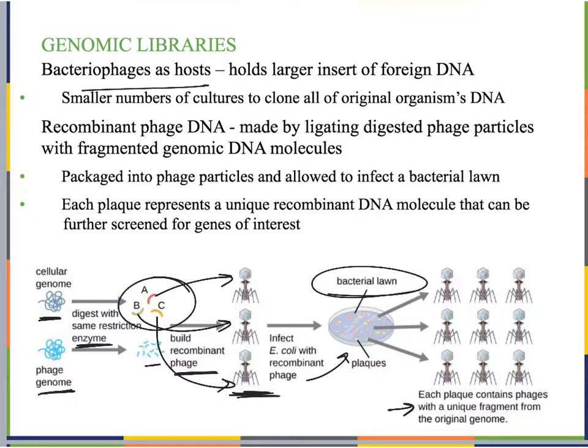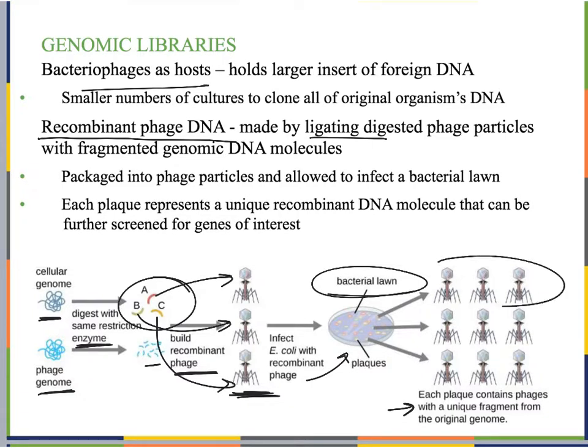Bacteriophages as hosts hold larger inserts of foreign DNA, and we can use a smaller number of cultures to clone all of them. We have our recombinant phage DNA, which is similar to the recombinant DNA we've already spoken about. It's made by ligating digested phage particles with the genome, like we said, and then we package it into phage particles and allow it to infect a bacterial lawn. Each one of these plaques is going to give us a different recombinant DNA molecule, and then we can screen that for the gene of interest. So again, it's a way to come up with a genomic library.